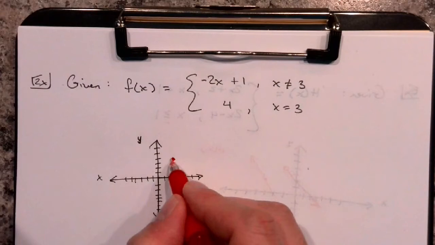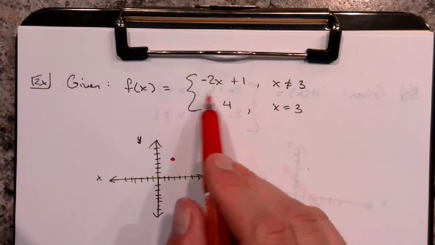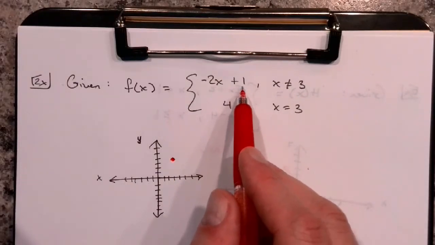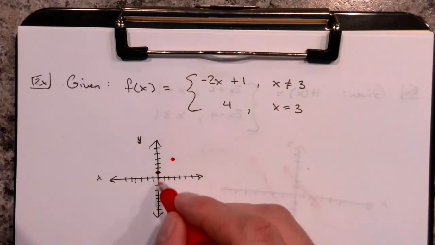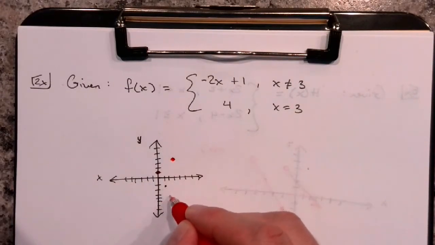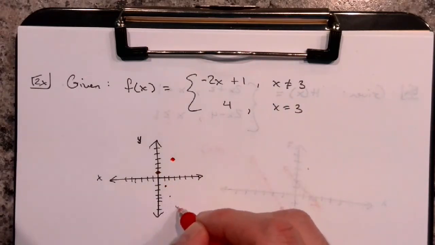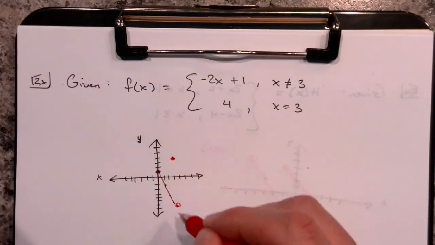We know it's a closed circle because it's included. Negative 2x plus 1, that's the equation of a line. Y equals negative 2x plus 1. It has a y-intercept of 1, so it would be there. The slope is negative 2, so we'd be going down 2 over 1, down 2 over 1, down 2 over 1. But remember, at 3 it's not included, so I need to have an open circle. So down 2 over 1, open circle. And then we know it's a line.